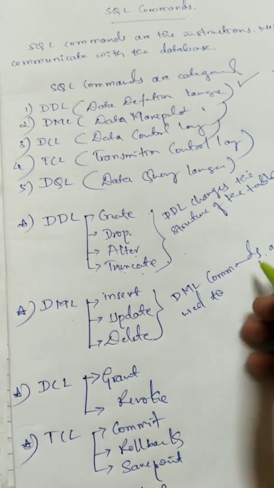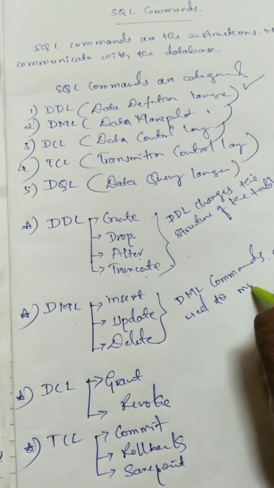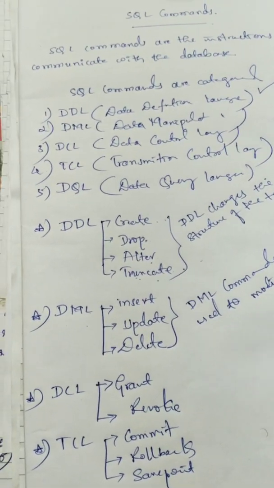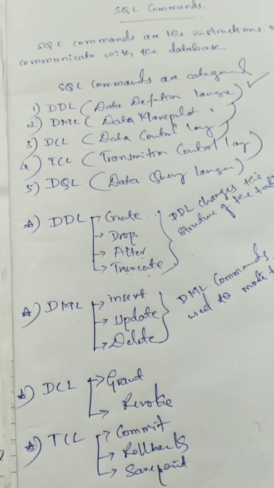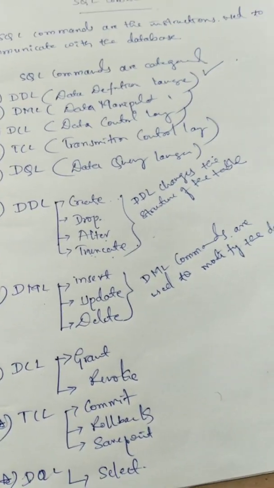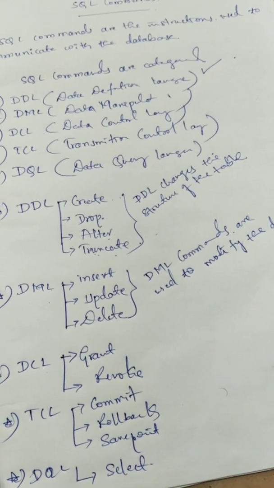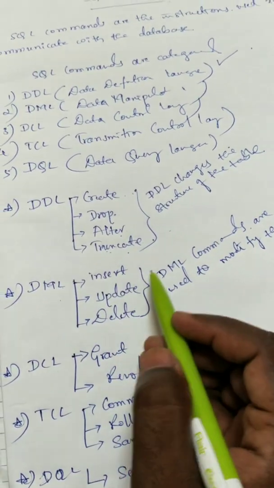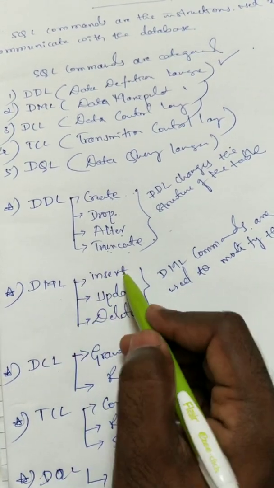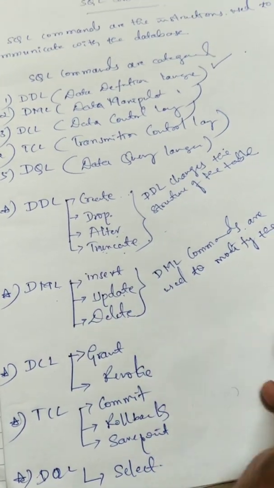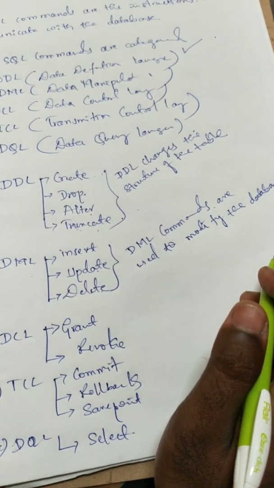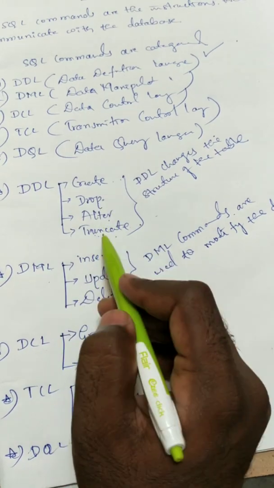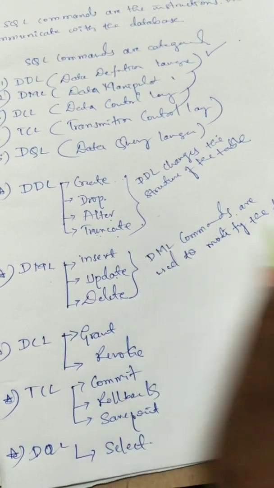DML commands are used to modify the database, right? In this category we have the insert command, update command, and delete command. These commands are used to modify the database, whereas in DDL these commands are used to change the structure of the table.